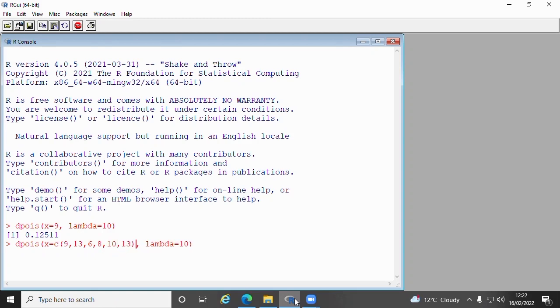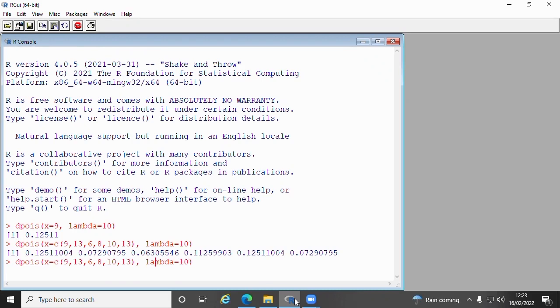Now this will also be put in the solution uploaded to the Blackboard. So this will return a vector of probabilities corresponding to S equal to 9, 13, 6, 8, 10, and 13. Of course, this is still not what we want according to the question. What we need to do is to multiply them together.